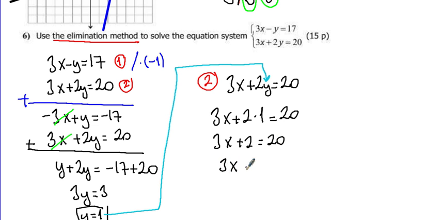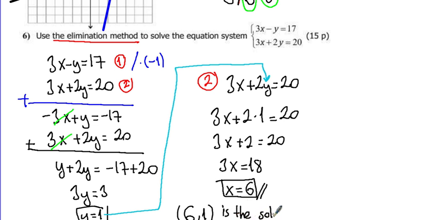We add 2 to a number and we get 20, so 3x is equal to 18. If we divide both sides by 3, we have x is equal to 6. So x is equal to 6, y is equal to 1. We have solved this, and this pair, 6, 1, pair of x, y, is the solution of the system.